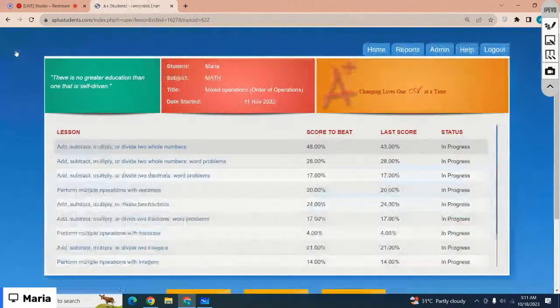Okay, the next one is add, subtract, multiply, or divide two whole numbers word problems, and add, subtract, multiply, or divide two decimals word problems. You have to do both the lessons on your own, right? With the word problems. The next one is perform multiple operations with decimals.